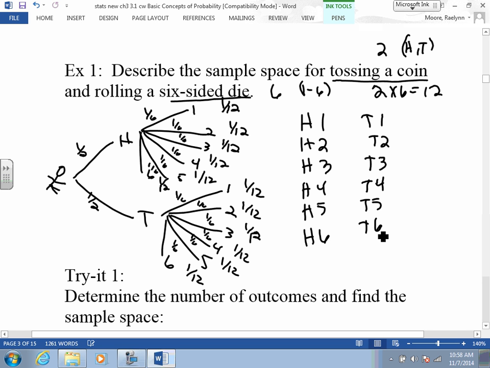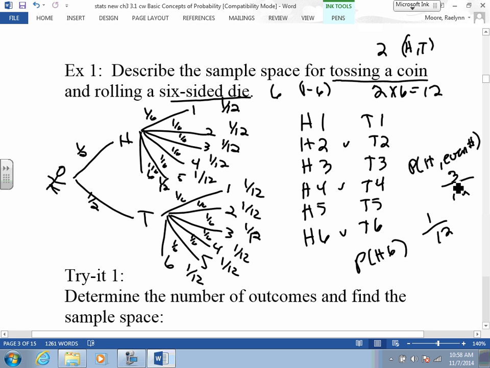How many outcomes do I have here? 12. So the bottom number of my probability is 12. So what is the probability that I toss a heads and a 6? 1 out of 12. What is the probability that I toss a heads and an even number? 3 out of 12.